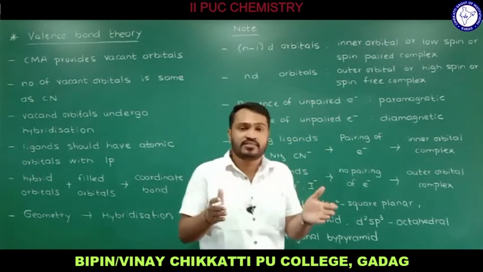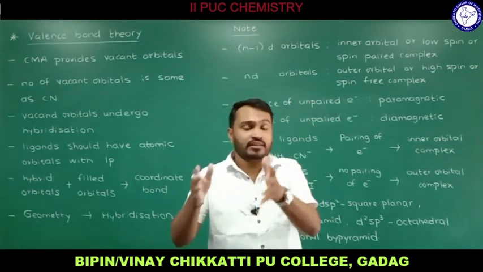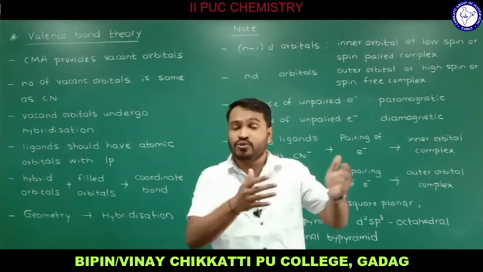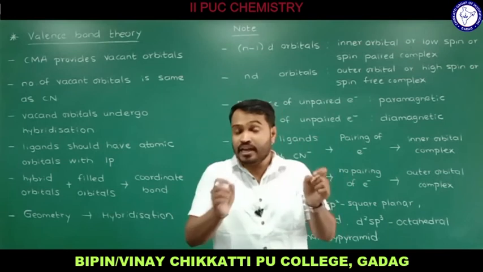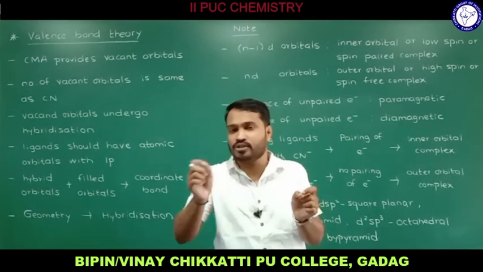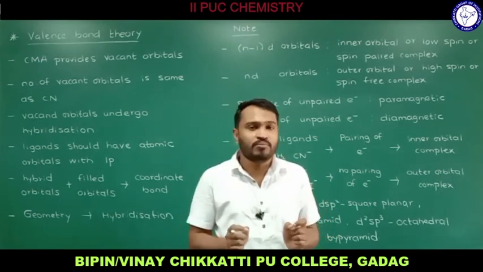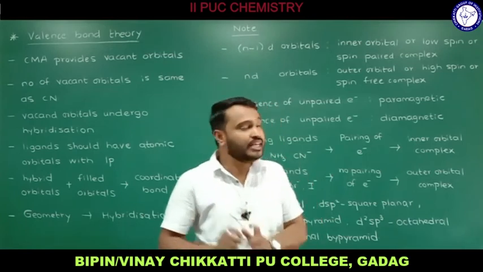So the complexes we are going to get after the valence bond theory discussion are of two different types: inner orbital complex and outer orbital complex. An inner orbital complex you can call a low spin complex also. An outer orbital complex you can call a high spin complex also.